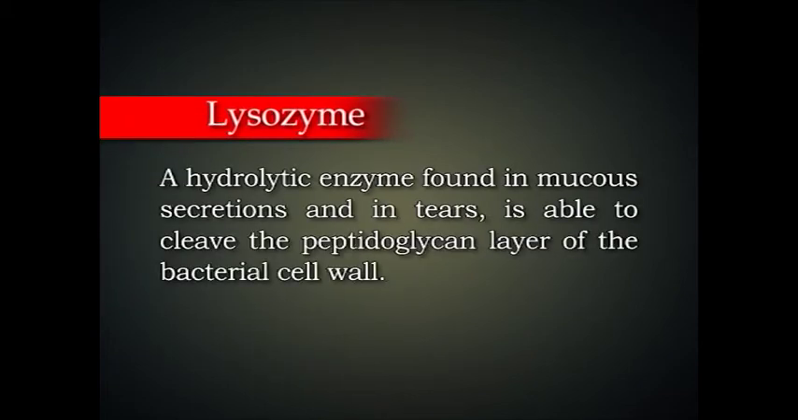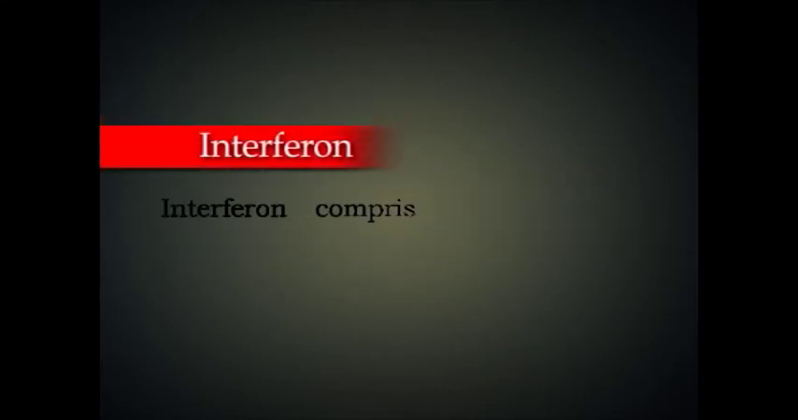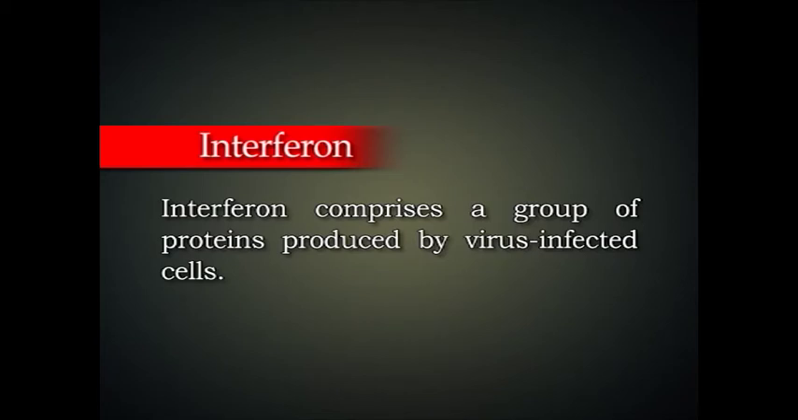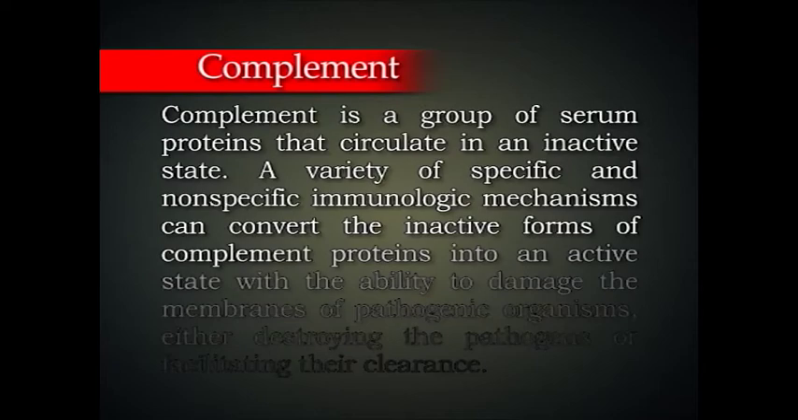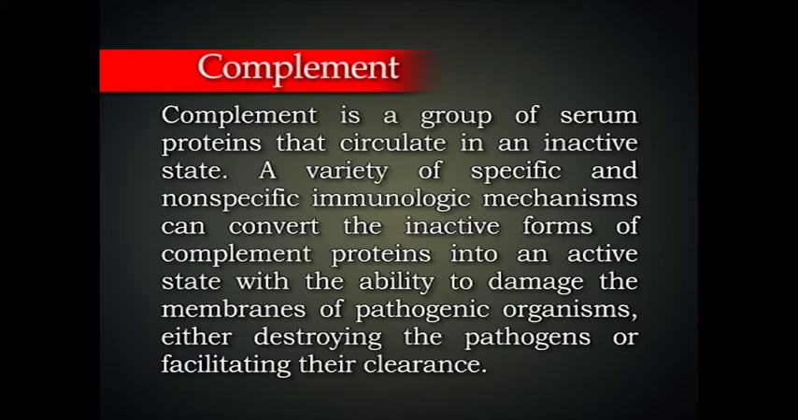A variety of soluble factors contribute to innate immunity. Some of them are the soluble proteins lysozyme, interferon, and complement. Lysozyme, a hydrolytic enzyme found in the mucus secretion and in tears, is able to cleave the peptidoglycan layer of the bacterial cell wall. Interferon comprises a group of proteins produced by virus-infected cells. Complement is a group of serum proteins that circulate in an inactive state. A variety of specific and non-specific immunologic mechanisms can convert the inactive form of complement proteins into an active state with the ability to damage the membranes of pathogenic organisms, either destroying the pathogens or facilitating their clearance.